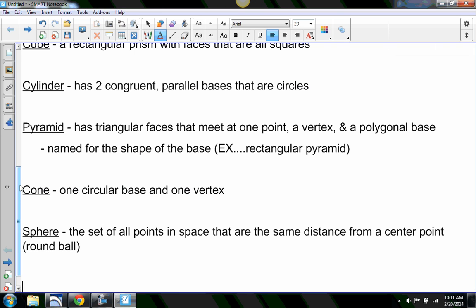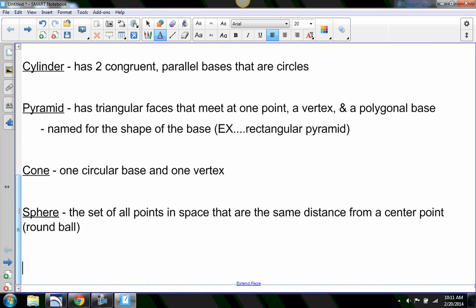A pyramid, we should know what a pyramid looks like if you think of the Egyptian pyramids. It comes to a point, right? That point is called a vertex. And then the sides of a pyramid are going to be triangles. And then the bottom of the pyramid can be any shape you want it to be, actually. You name it by the shape of the base. So if the base is a rectangle, it's called a rectangular pyramid. If the base is a hexagon, it'd be a hexagonal pyramid.